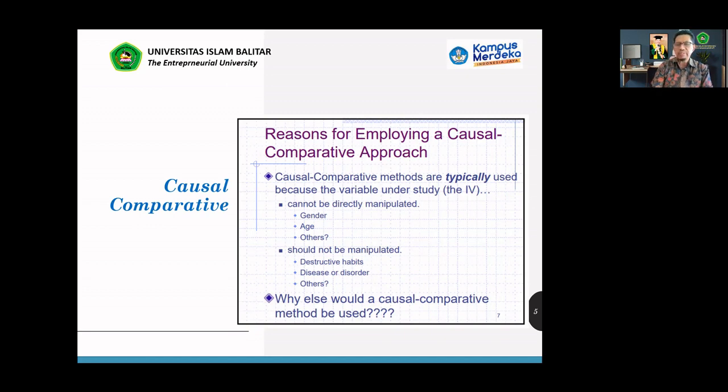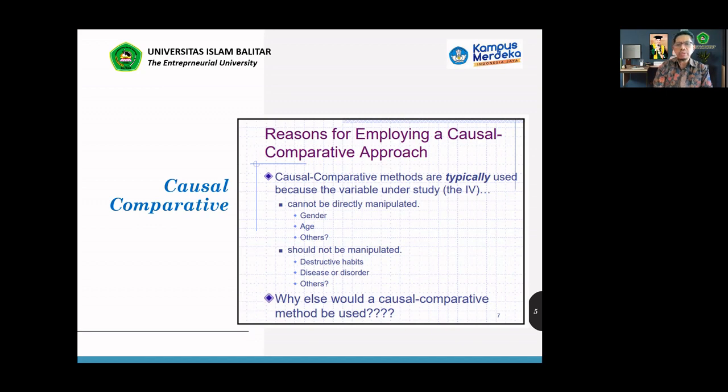So there is a bit of a difference between the experimental study and the causal comparative study. In a causal comparative study, we cannot manipulate the independent variables. Meanwhile, in the experimental study, we first assign the independent variables. Just like this one, it's like gender, age, and others. And secondly, the independent variables should not be manipulated too, like destructive habits, disease, or disorders, or others.